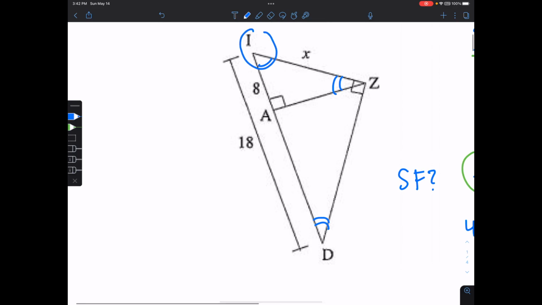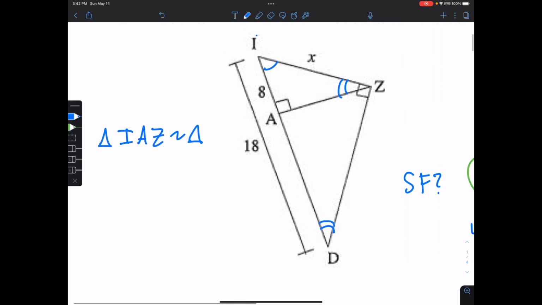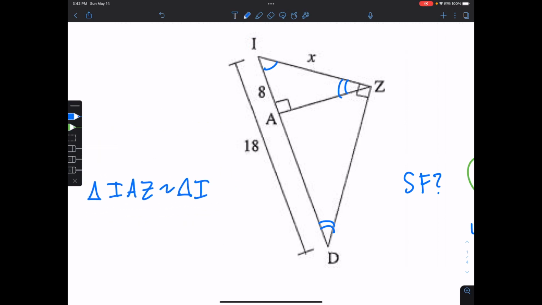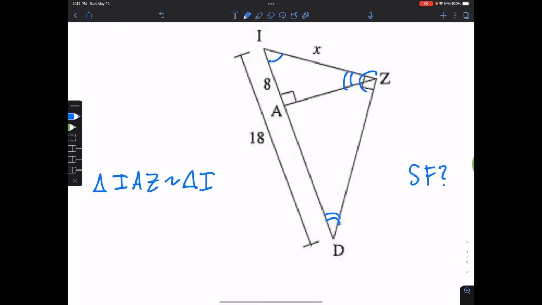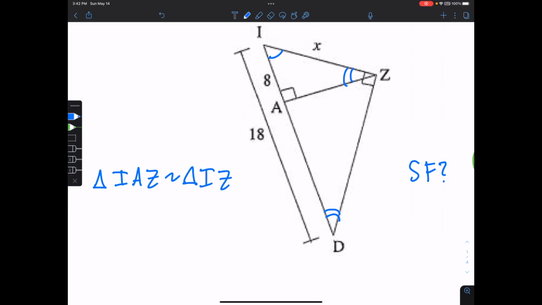Let's go from angle 1, I, to the right angle, which is A in this case, to the double angle, which is Z, is similar, right? And these are both triangles, are similar to, right? Is similar to, right? I again, because that's our small angle, to our right angle, which is C in this case, and then to our D, or double angle, so D, right?